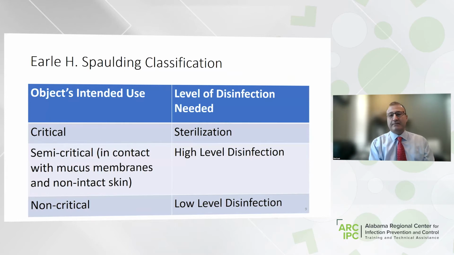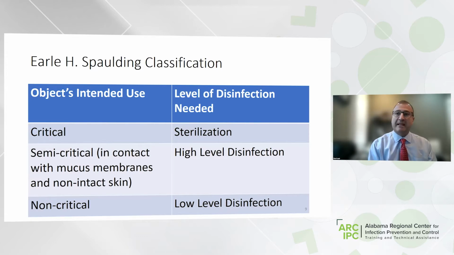Going back to disinfectants, and again, I'm not personally an infection control specialist, I'm a medical toxicologist, but I've learned a lot over the last year and a half about viral transmission and also infection control. And what I've learned is the importance of the Earle Spaulding classification, which basically tells us that when we decide on the level of disinfection needed, we have to consider a couple of elements. One of them is the object's intended use. So if you're disinfecting an object, you have to ask yourself, what is this object intended for?